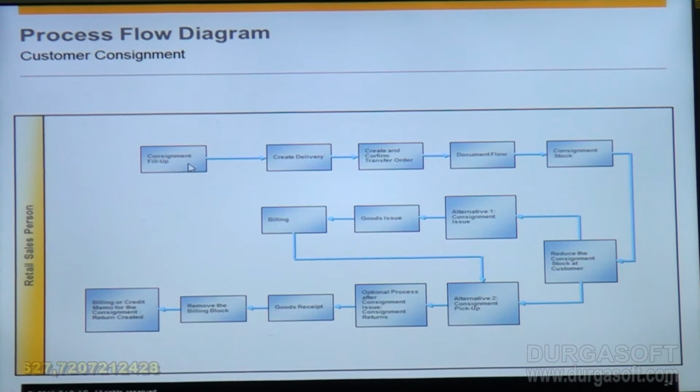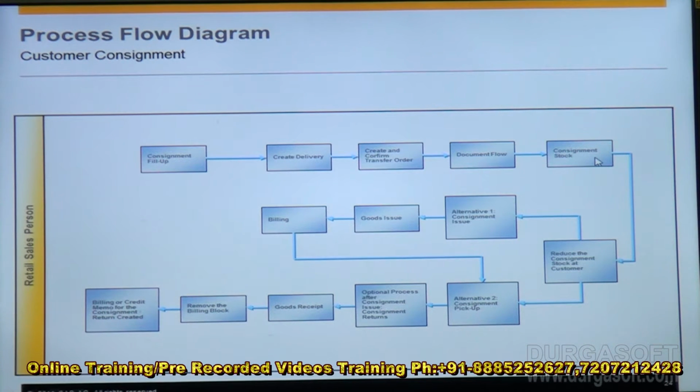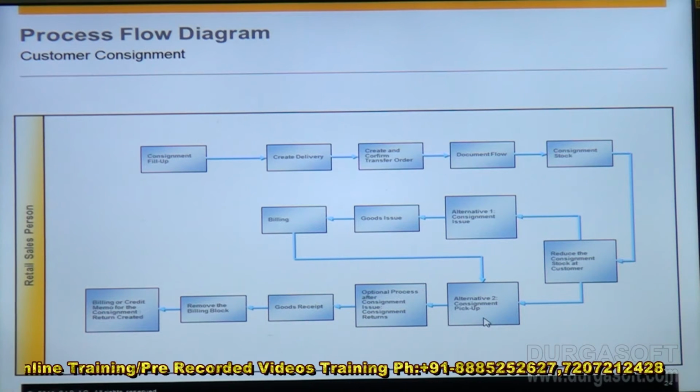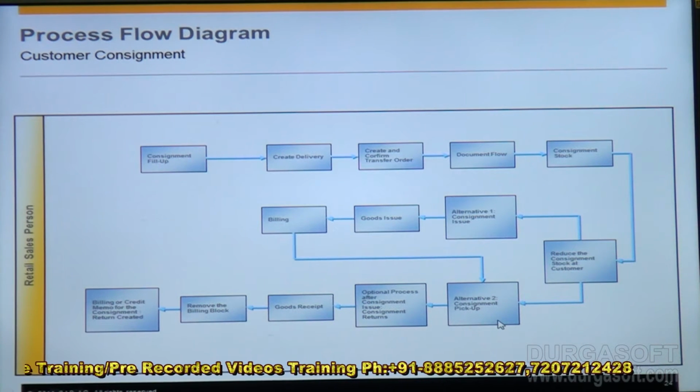So we have consignment fill up, where we create the deliveries and create and confirm transfer orders, as well as document flow, consignment stocks, billing, goods issue, and alternative consignment issues. Then we'll go for reducing consignments at stock level. Then alternatively we'll take the consignment pickup.